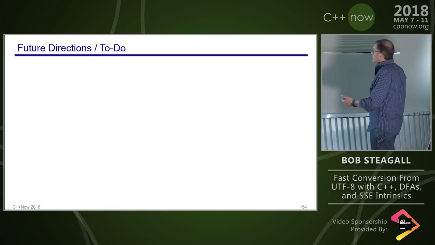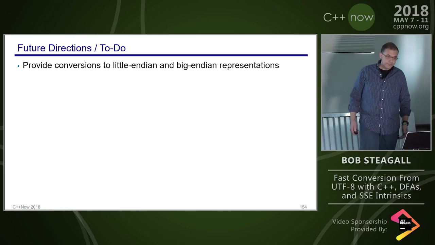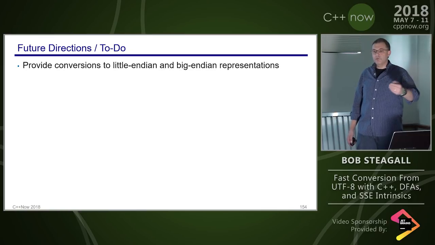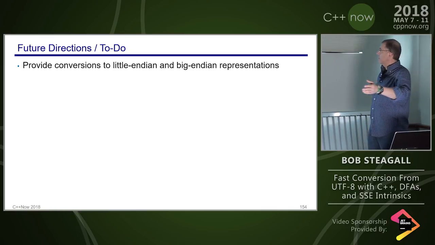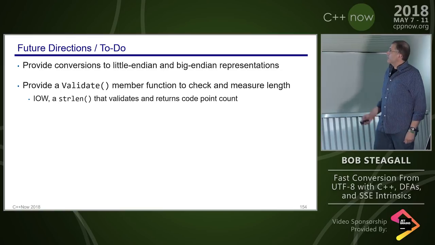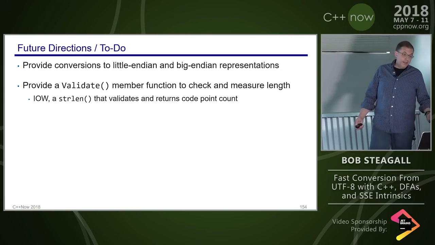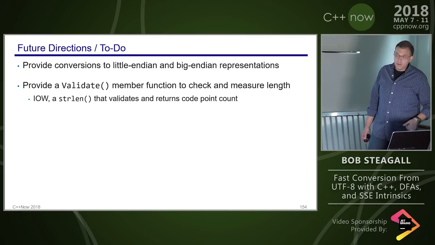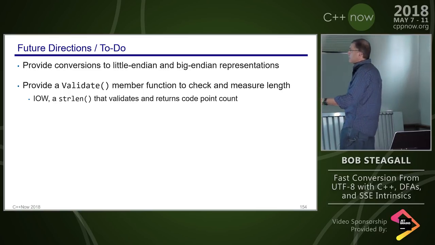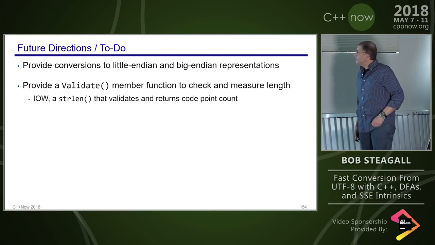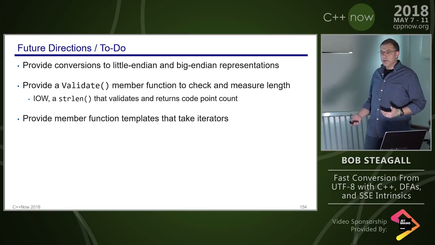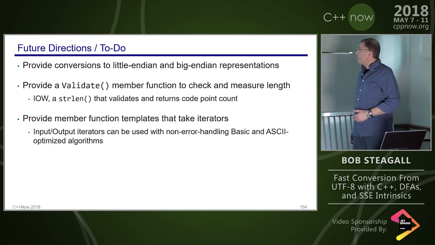So, of course, this tells you what needs to be done in the future. Well, providing conversions to little endian and big endian representations on the tail end of each write, just before the write to a destination buffer. And there are assembly instructions or intrinsics that will do that for you in a single operation. I should provide a validate member function that will check the validity of an input sequence of UTF-8 and measure its length in code points, analogous to strlen. I should provide member function templates that actually take iterators in addition to working with pointers.